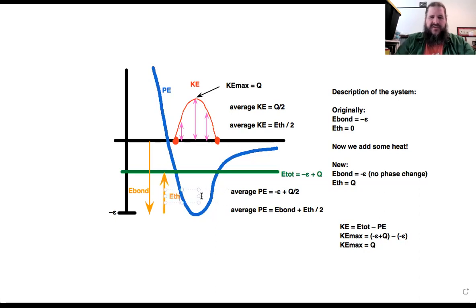Bond energy is this negative epsilon it has because the particles are bonded. Thermal energy is the extra energy it has above that baseline level. And then if you add those, you get the total energy, which in this case would be negative epsilon plus the heat we added from absolute 0. Any other questions on that so far?